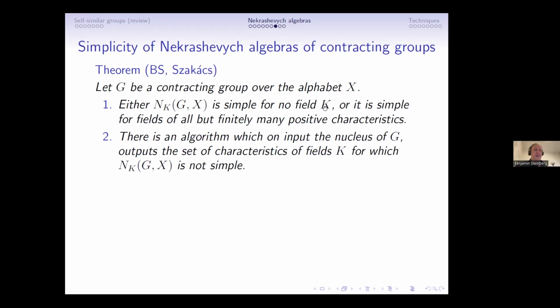So we have examples over infinite alphabets where this kind of behavior disappears. Also, we show there's an algorithm which, on input the nucleus of the self-similar group, will output the set of characteristics for which the field is not simple, or tell you that it's never simple. Many self-similar groups are given by their nucleus, and if it's not big, you can try to plug it into the algorithm and get an answer.